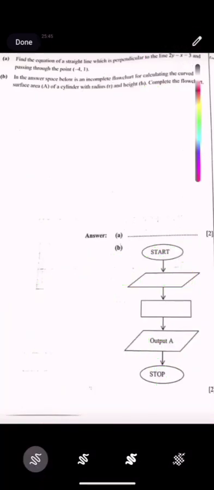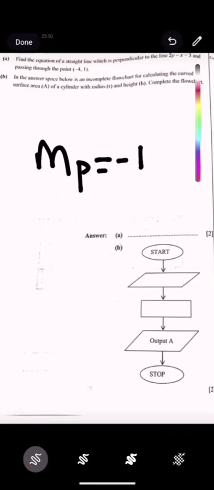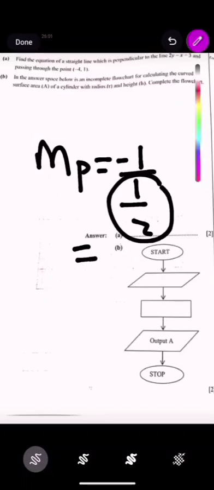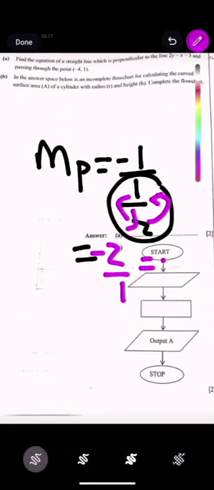Now to find the gradient of the perpendicular line, we say the gradient of the perpendicular line is equal to negative 1 over 1 over 2. This 1 over 2 is the gradient of the given line. In short, you just concentrate on the gradient: the 2 you take up, the 1 you bring down, like so, 2 over 1, and the negative will be there, which is simply negative 2. So this is the gradient.